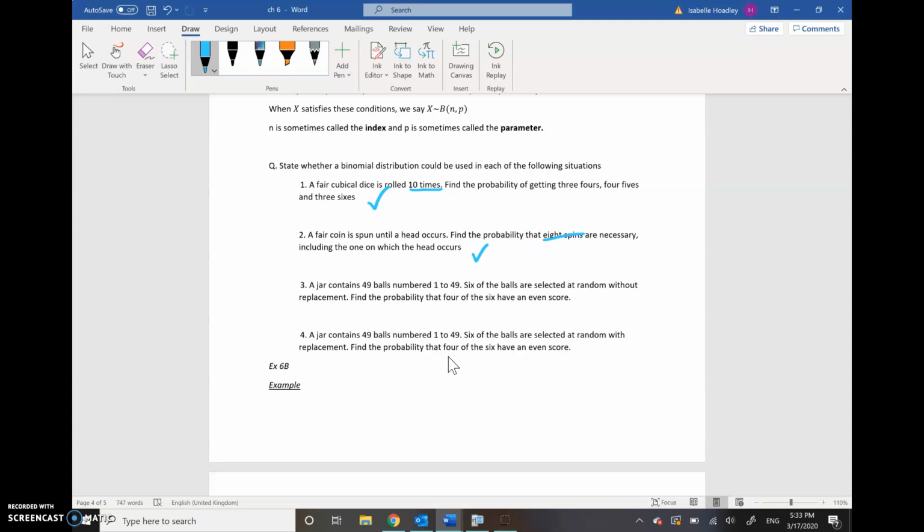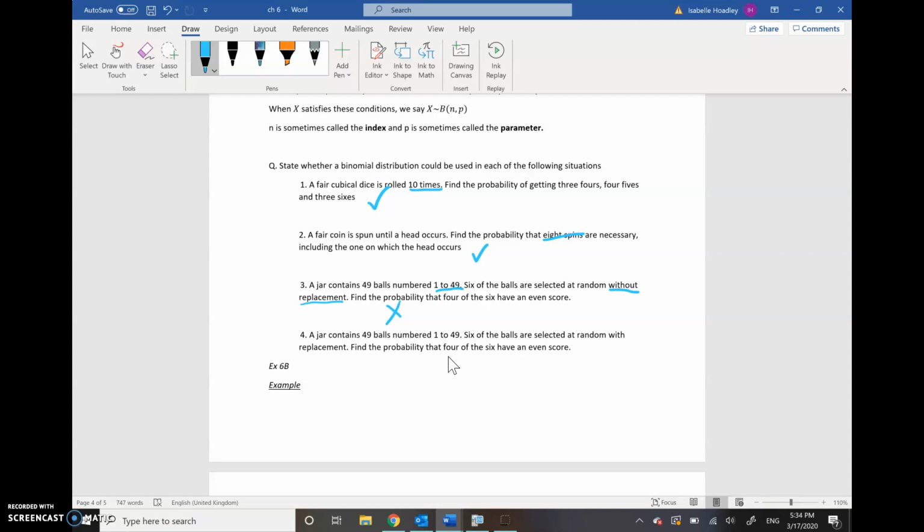A jar contains 49 balls labelled 1 to 49. 6 of the balls are selected at random without replacement. Find the probability that 4 of the 6 have an even score. So you're taking out 6 without replacement. Now this is the tricky bit, because this would not be a binomial distribution, because each of your probabilities would change after you've selected a ball. Once you've taken 1 out, you've only got 48 balls left, and the number of evens and odds is going to change. So that would not be a binomial distribution.